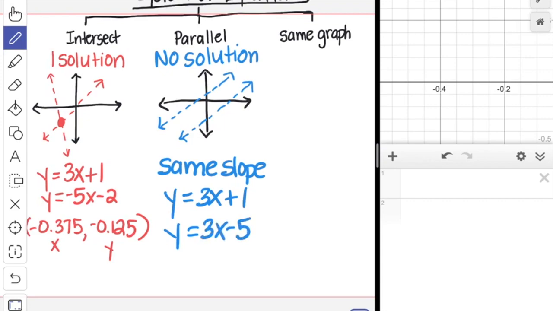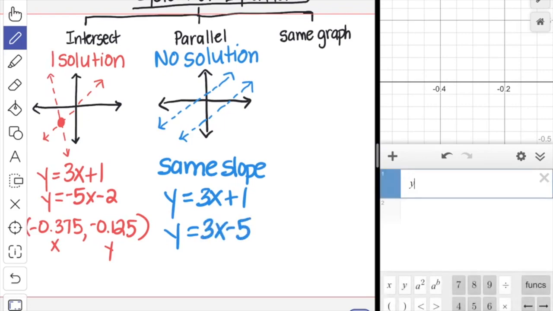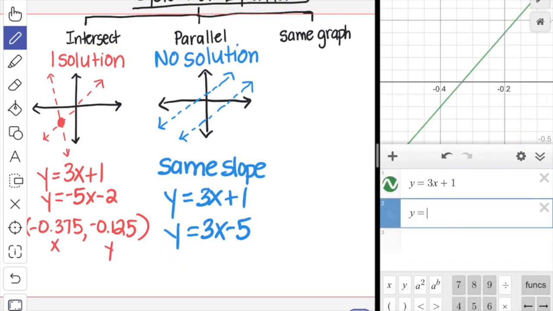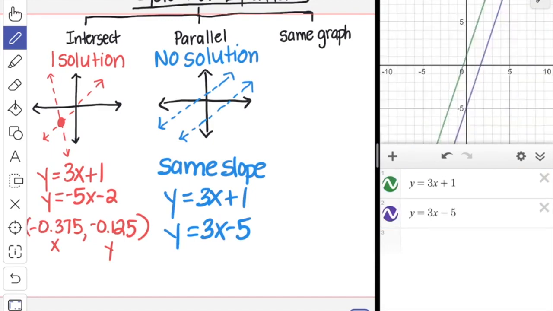Okay? So if I have those two pieces, then I have y equals 3x plus 1 and y equals 3x minus 5. And I'm going to hit the home button and go back. You should see that those are parallel, and you should see that they're never going to intersect. So therefore, no solution for that system of equations. They are never going to be the same values that will hold true for those two equations.